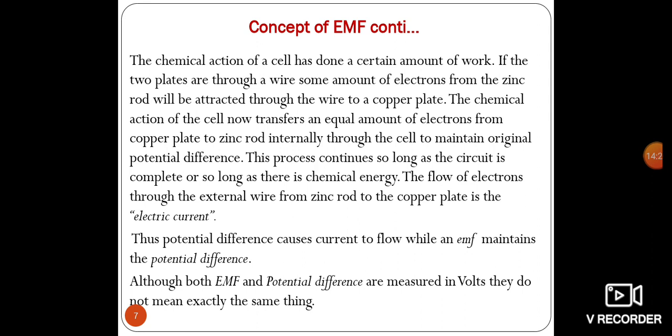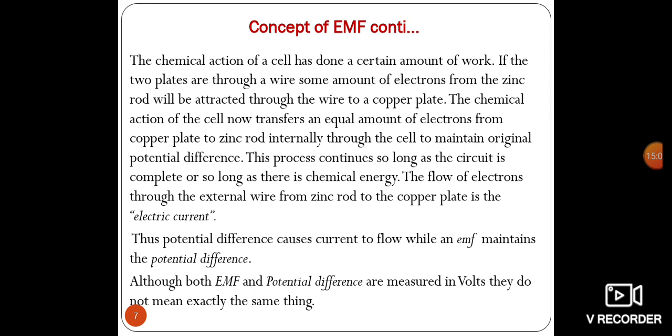If the two plates are connected through a wire, some amount of electrons from the zinc rod will be attracted through the wire to the copper plate. So as the electrons from the copper plate move towards the zinc electrode, the zinc electrode will become more negatively charged compared to the anode, that is, the copper electrode. Because of that, a potential difference is there. Because of that, there is a voltage, and whenever you connect a copper wire to both the electrodes.